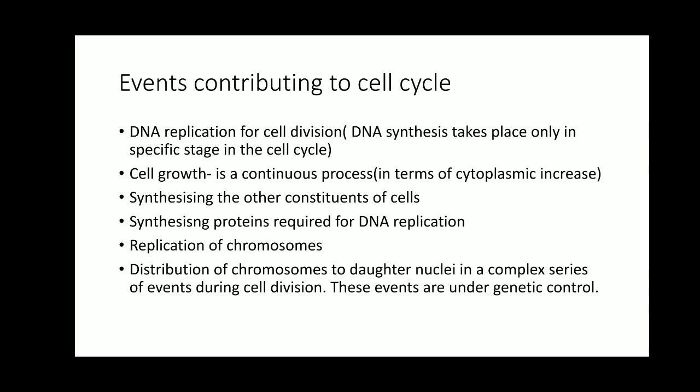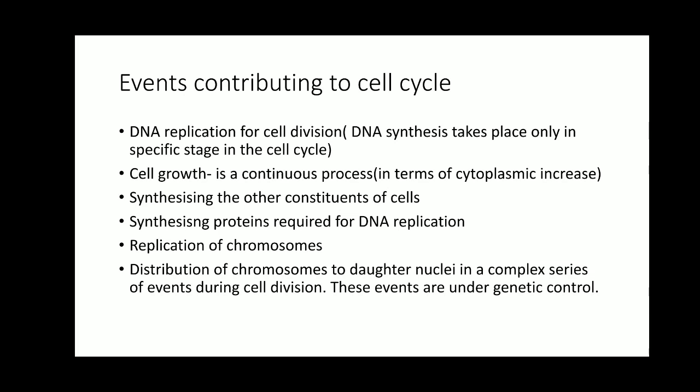And this DNA replication in the cell cycle takes place at a particular, specific stage. Cell growth also takes place in the cell cycle. Increase in the cell size as well as producing all the cell organelles is known as cell growth. Cell growth is a continuous process in terms of cytoplasmic increase. The nuclear content will not be duplicated in the cell cycle or distributed to the daughter cells, but only there is an increase in the cytoplasmic ratio.